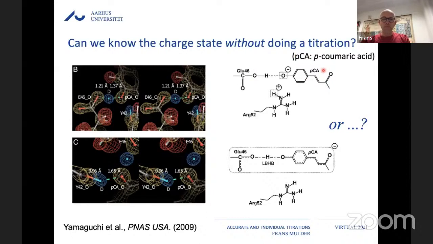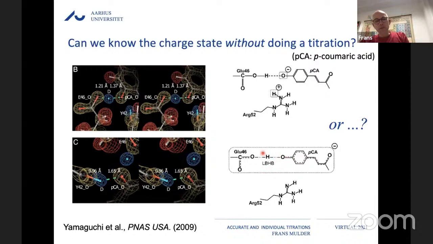The parachimeric acid chromophore was originally suggested to be negatively charged and forming a hydrogen bond with a protonated glutamate. An arginine was very close by and stabilized the negative charge on the parachimeric acid by being protonated. But from this work, the suggestion was that if this hydrogen is very closely in the middle of these two oxygen atoms, it might constitute a so-called low barrier hydrogen bond.